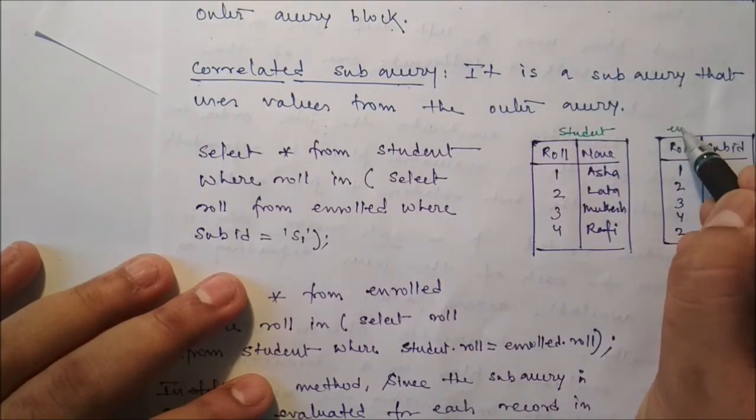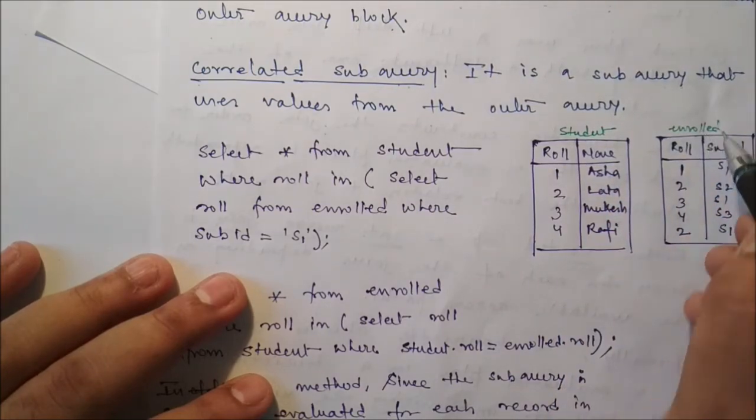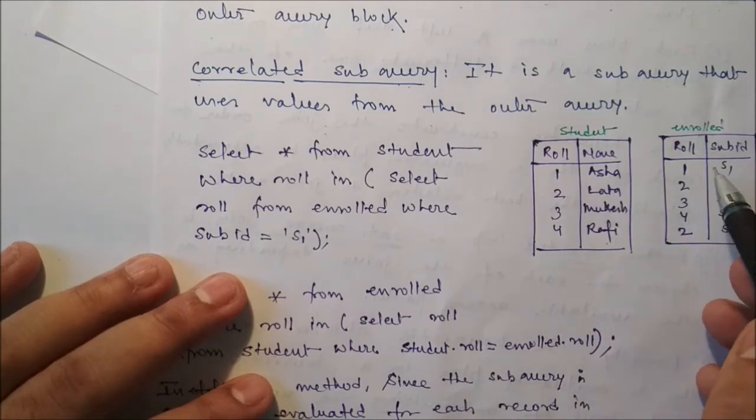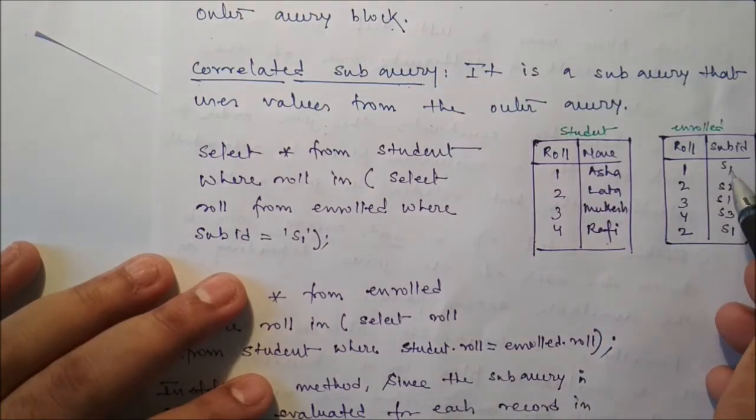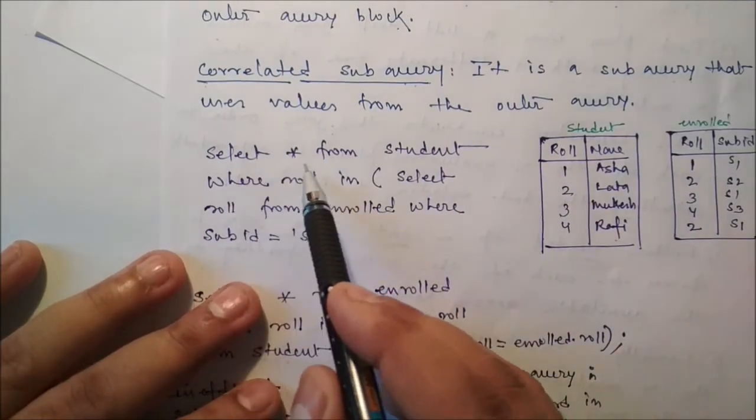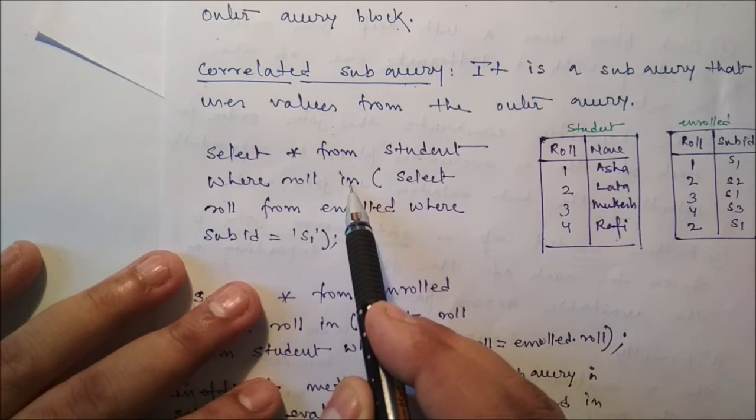Okay, and say this is the enrolled table. The student table has roll numbers and names: 1, 2, 3, 4 with Asha, Lata, Mukesh, Rafi. The enrolled table has roll numbers 1, 2, 3, 4, 2 with subject IDs S1, S2, S1, S3, S1. Now consider a query like this: select asterisk from student where roll number in.